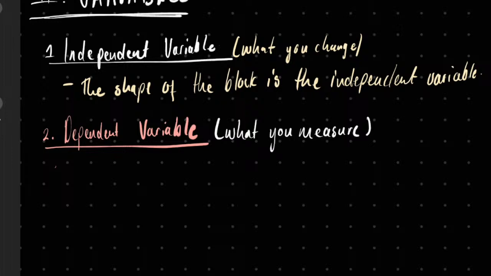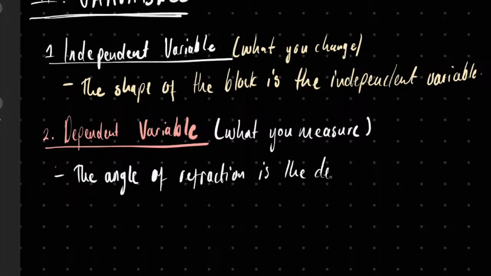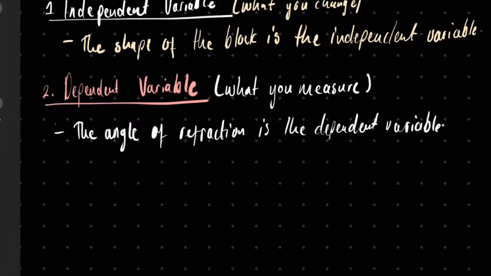We are testing refraction. So it is going to be affecting the angle of refraction, how much your light will bend. So the angle of refraction is the dependent variable, what we'll be measuring. It's obviously the one that is being affected. That's the one we measure. Are we on the same page? Great. Let's go to the control variable.